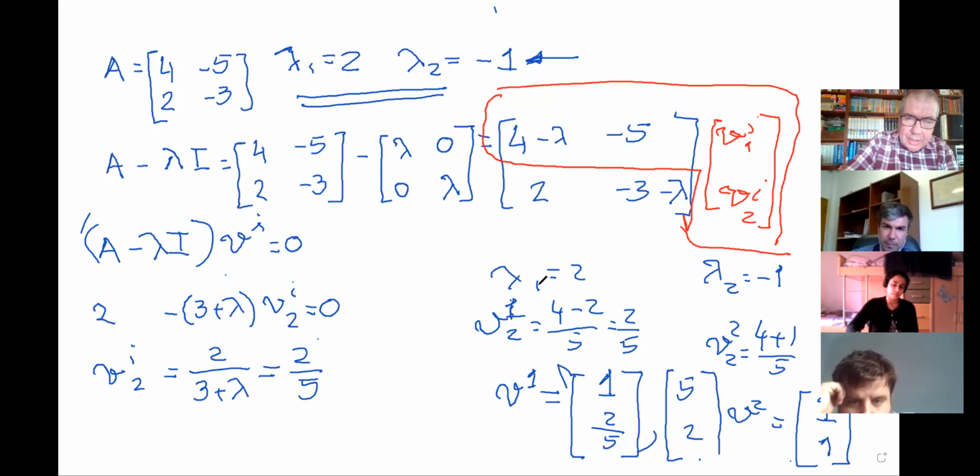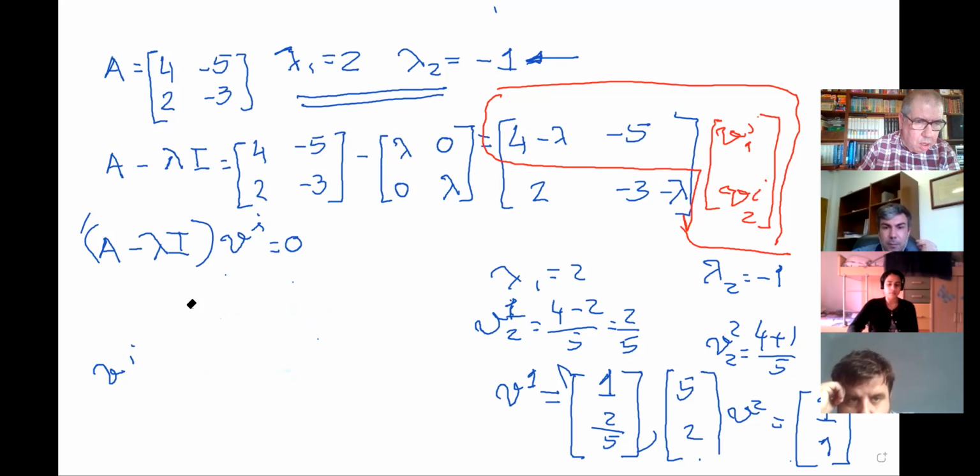So this is because the equations are, let's write the equations for this value of lambda 1 to see what happens. So for lambda 1 equal to 2, you get 4 minus 2, which is 2, then minus 5. And here you have 2 and minus 5. You have the same equation, no? You have 2v1 minus 5v2 equal to 0, and 2v1 minus 5v2 equal to 0.